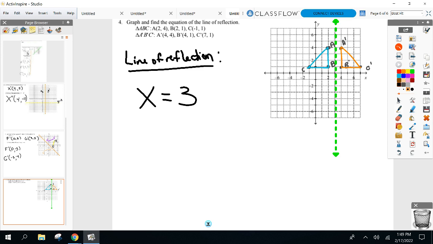Questions? Anything? What's up, Griff? Go ahead. Is it okay to say R subscript x? Yeah, that's fine too. Yep, absolutely. Perfect. Good.